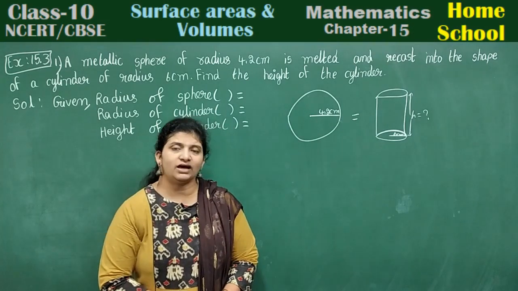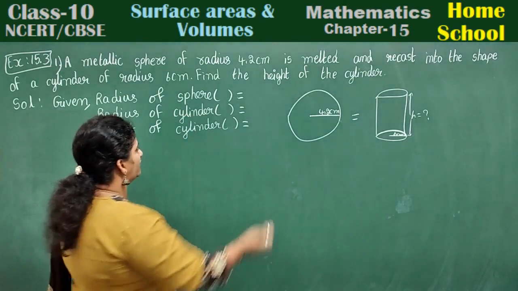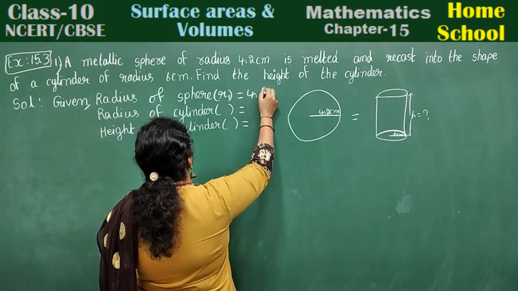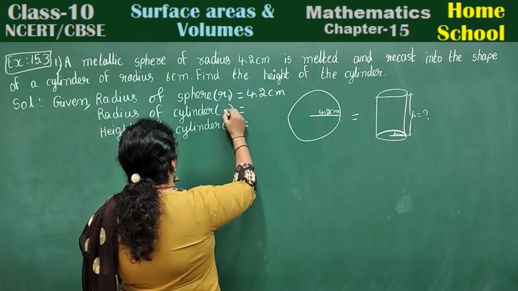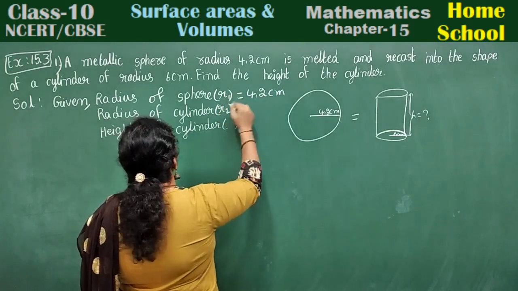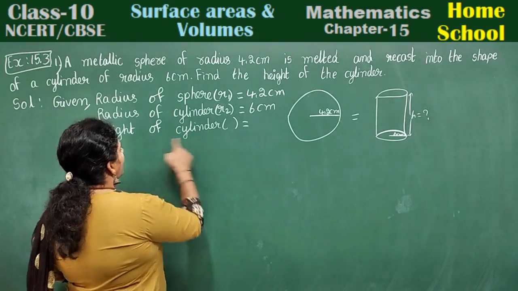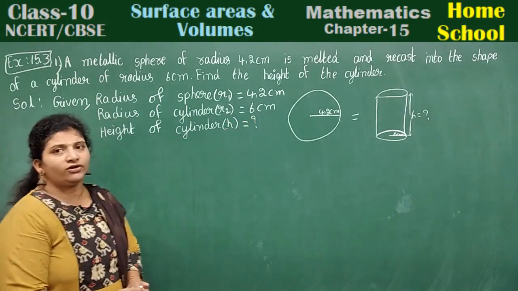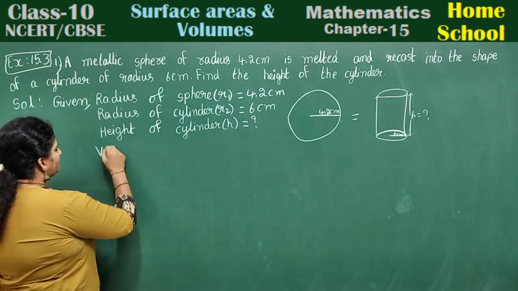Let us start the solution. Given: radius of sphere R1 is equal to 4.2 centimeters. Radius of cylinder, two different radii, so we can write R1, R2. Radius of cylinder R2 is equal to 6 centimeters and height of cylinder H is equal to question mark. We need to calculate the height of the cylinder. Frame the formula.